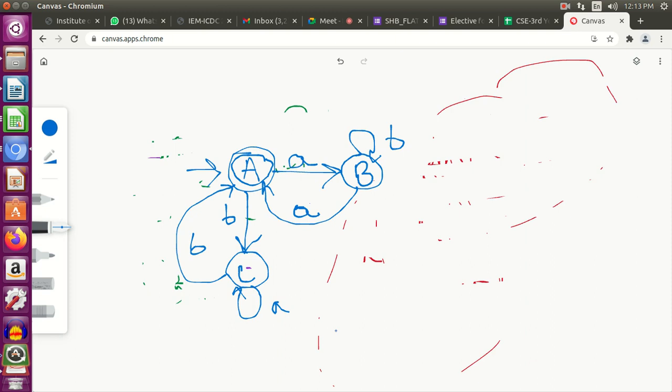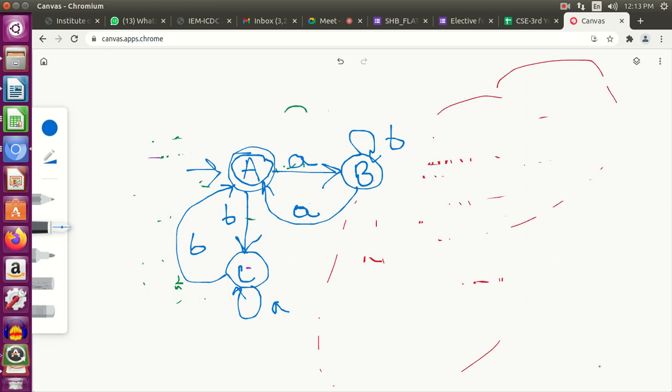Is it okay? This portion I'm starting with A, ending with A. This portion I'm starting with B, ending with B. I think it's easier.